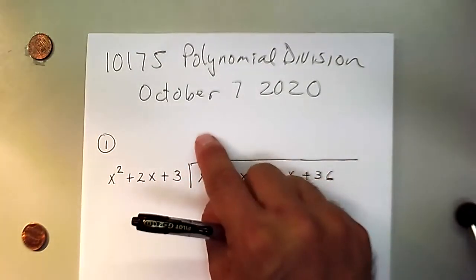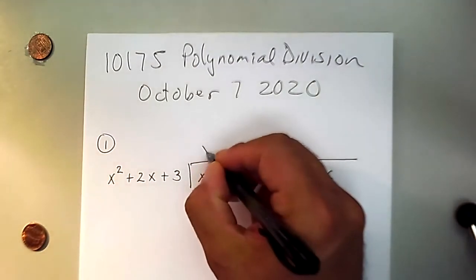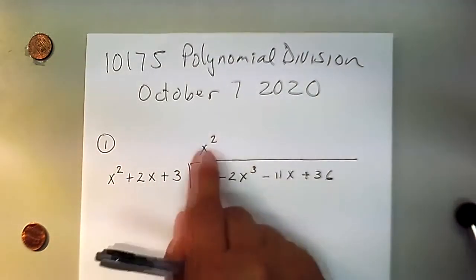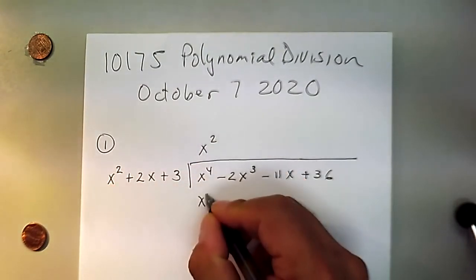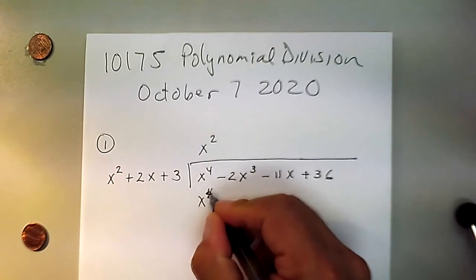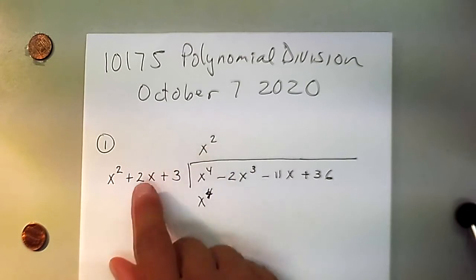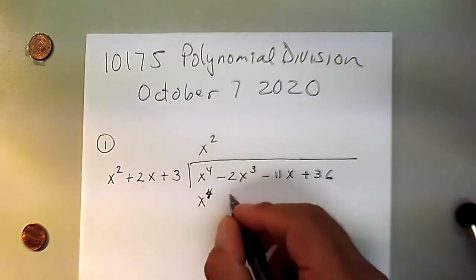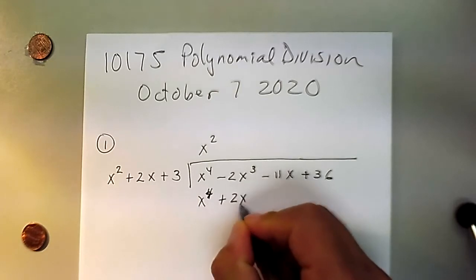I want to figure out something that multiplied with x squared gives us x to the 4. And of course, that has to be x squared. X squared times x squared is x to the 4. And we multiply that out, x to the 4. Okay, and then we follow through. X squared times 2x is 2x cubed. So we do plus 2x cubed.